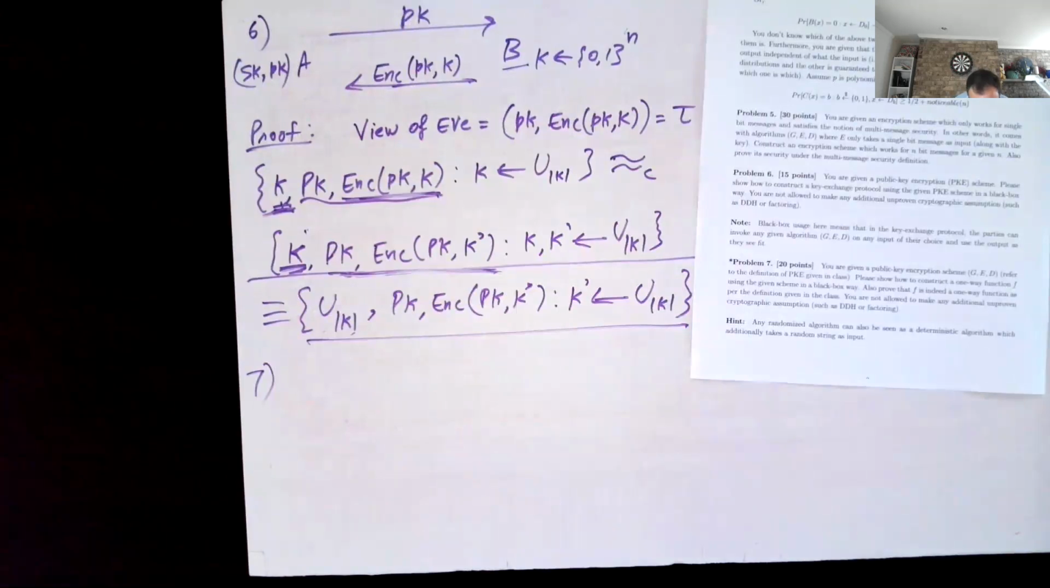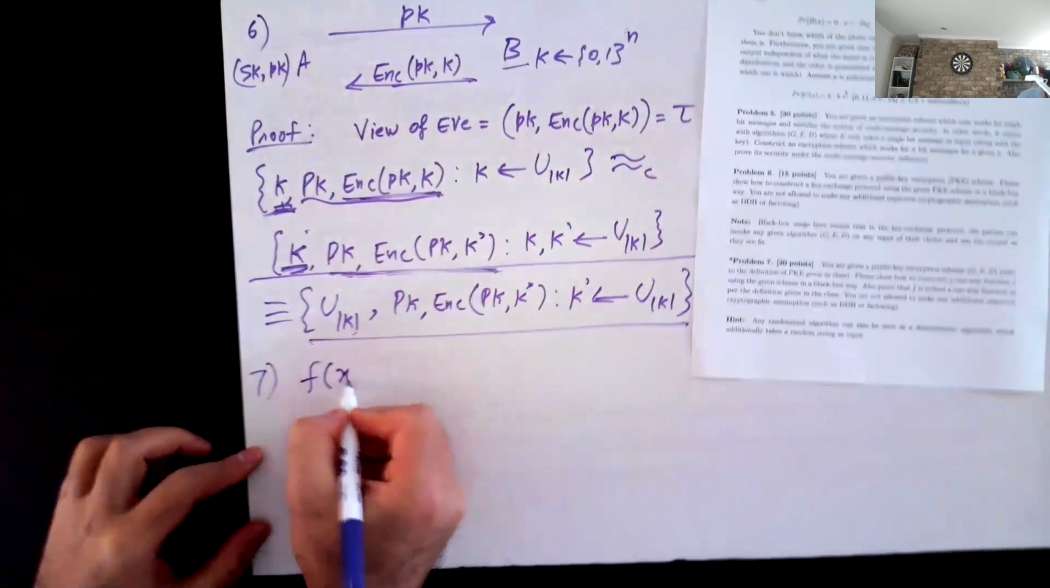So now let me look at problem 7. In problem 7, you are given a public key encryption scheme, and you have to use that to build a one-way function. This is slightly tricky because one-way function is not randomized. It's a deterministic algorithm. The input of the one-way function determines its output entirely. On the other hand, if, for example, you try to encrypt or something like that, that's going to be randomized. Okay.